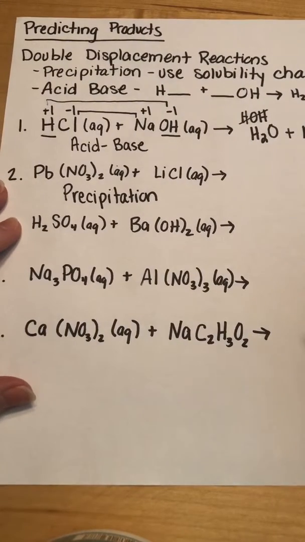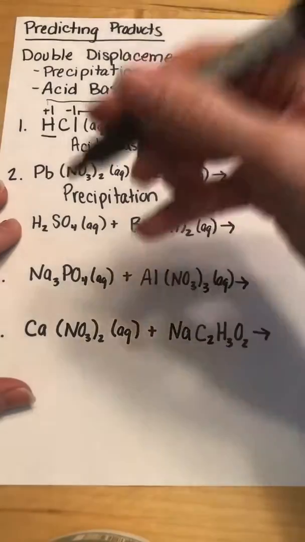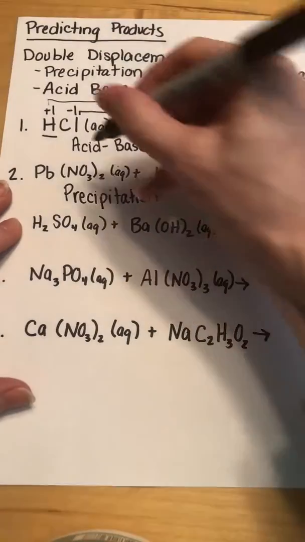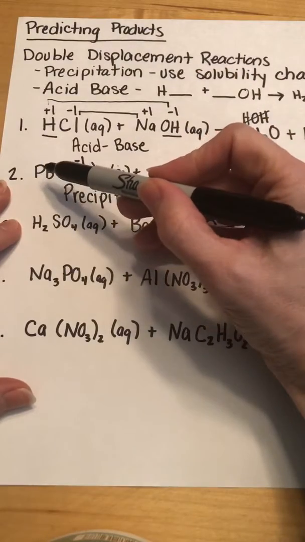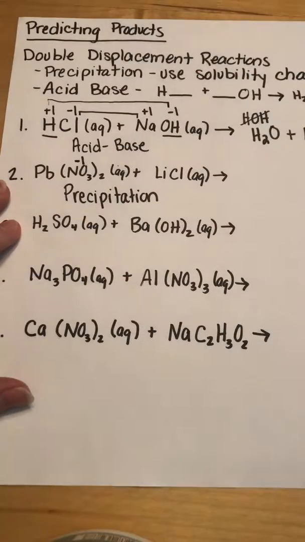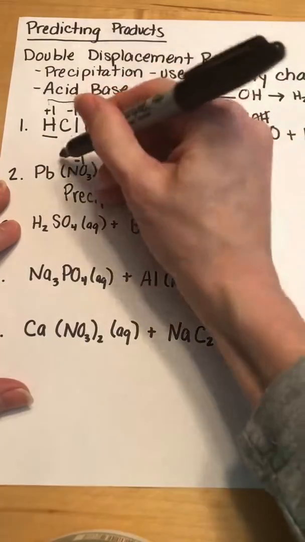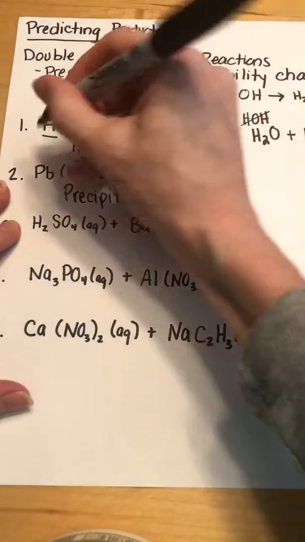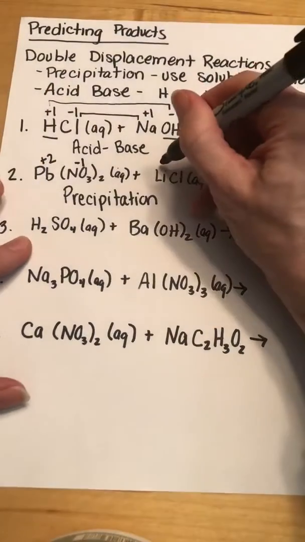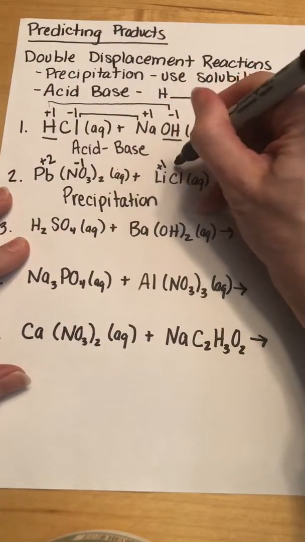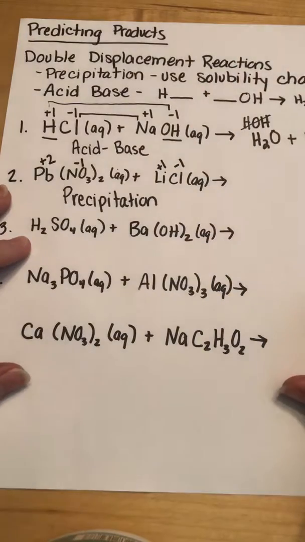Okay, so again, we're going to solve these the same way that we did above. I always like to go in first and put my charges. Nitrate is a -1. Lead is treated like a transition metal. It can have a +2 or a +4 charge. In this instance, working backwards, as we did in Unit 2, it has a +2 charge. Over here, lithium is in group 1, so it's always a +1, and chlorine is a -1.